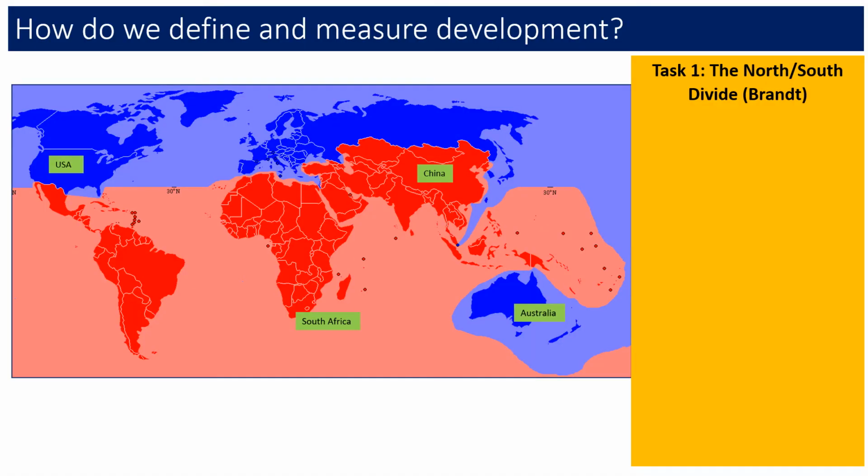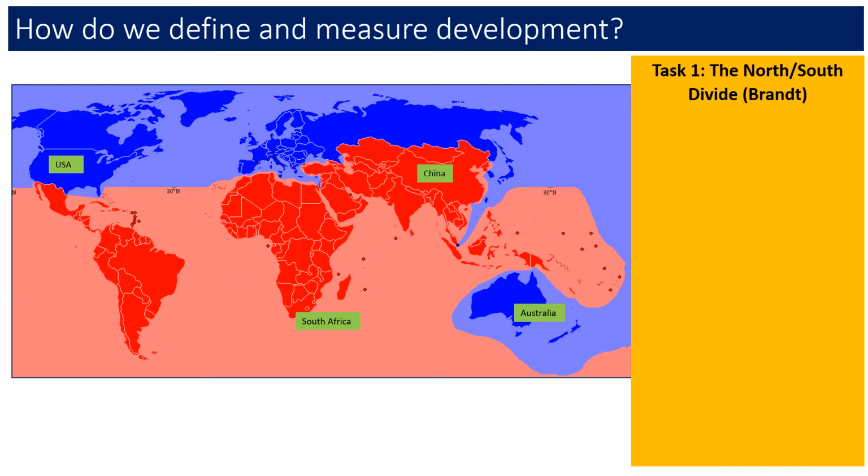So the next part of the lesson, we're going to be looking at this map of the world. Now you can see that the map of the world has been divided, and it's been divided by a line that runs through not the centre of the earth. It doesn't go through the equator, but it does separate countries in the northern hemisphere to countries in the southern hemisphere.